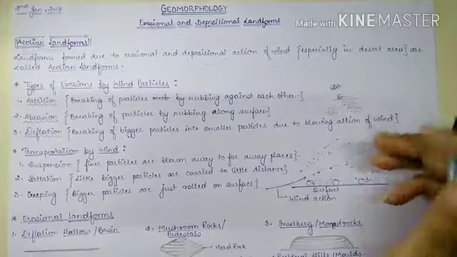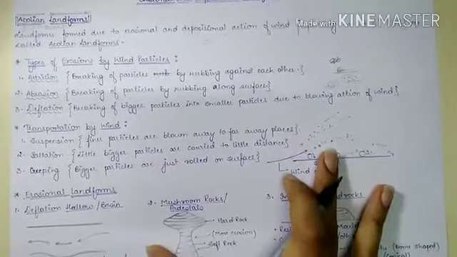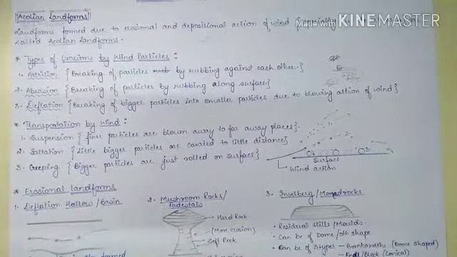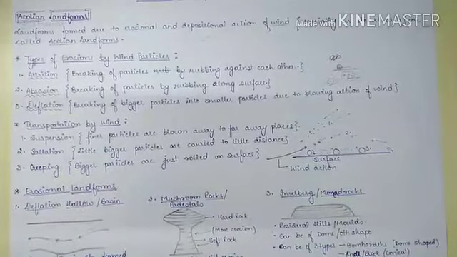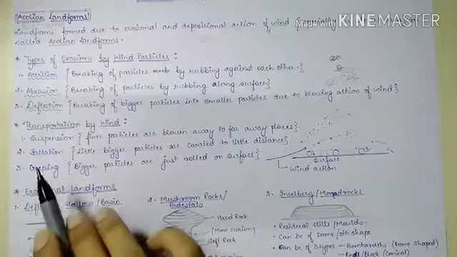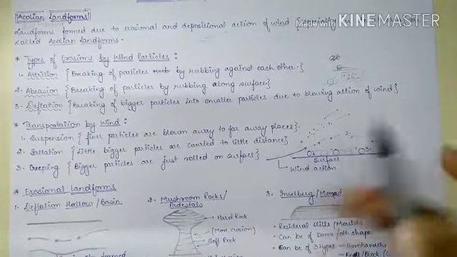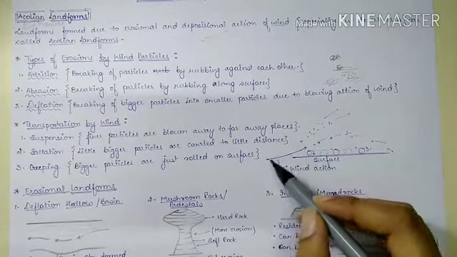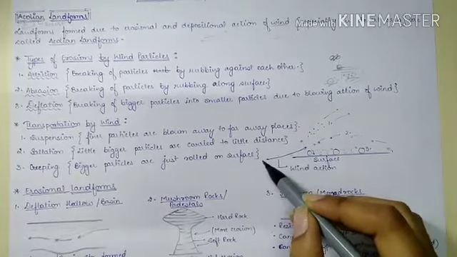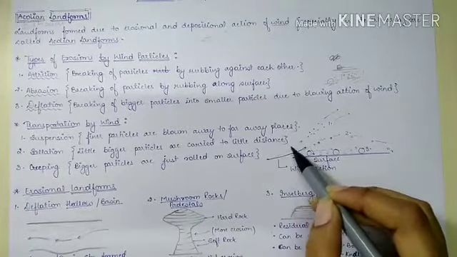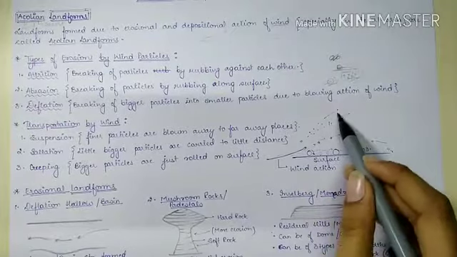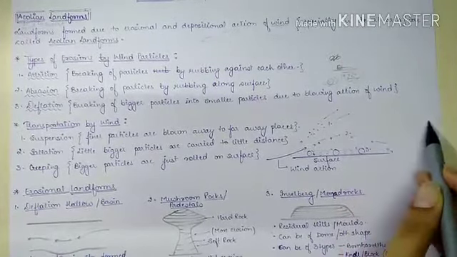Next is transportation by wind. So there are three types of basic transportation in which the wind will act. First is suspension. Suspension happens with finer particles like sand. Okay, so in it what will happen is, the finer particles will get blown away due to wind action, and they will be deposited at a far off place.